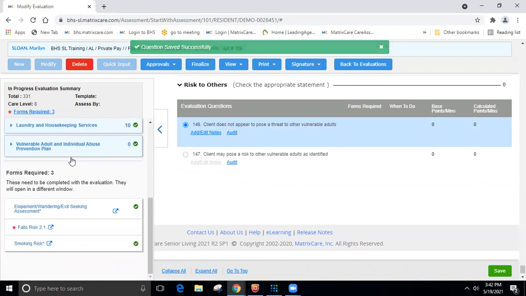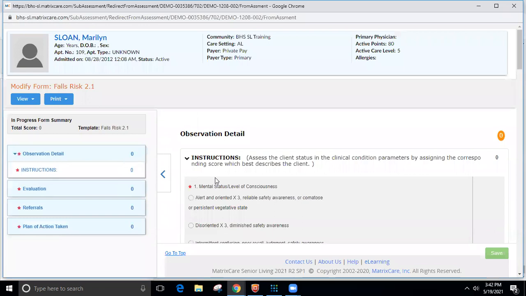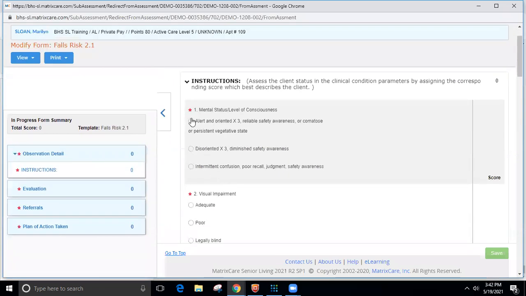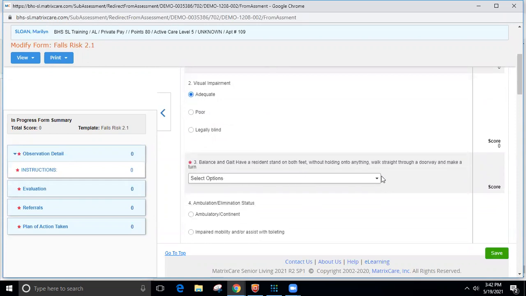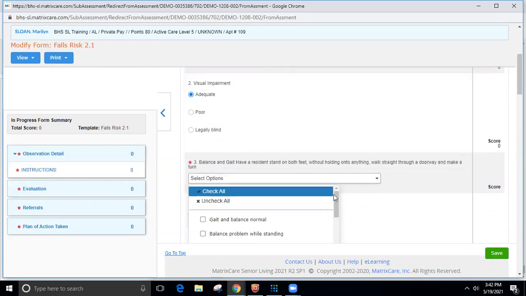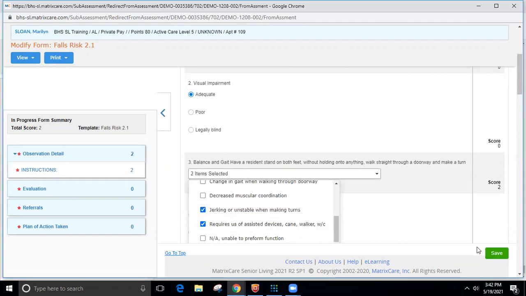You can see now that I have 3 forms that are required at the bottom. I've done 2 as I did my evaluation. I just have my falls risk. So I can come in here and I can say they're alert and oriented. I'm just going to answer the questions. Again, there's some drop downs for multiple questions here. So maybe they have a couple things.